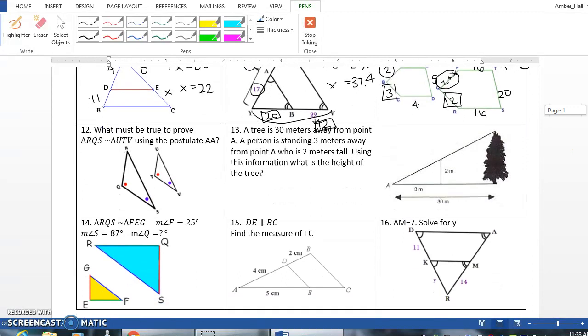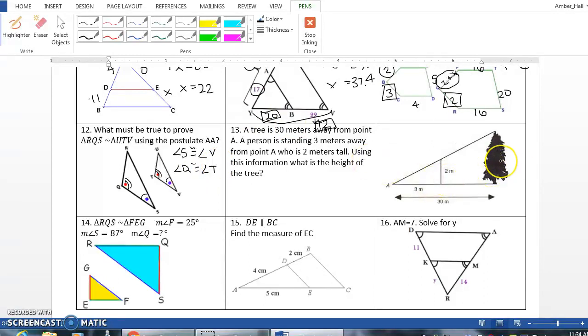Number 12. What must be true to prove triangle RQS is similar to triangle UTV? Using postulate AA, we need two pairs of congruent angles. So if angle S is congruent to angle V, and angle Q is congruent to angle T, these triangles would be similar.